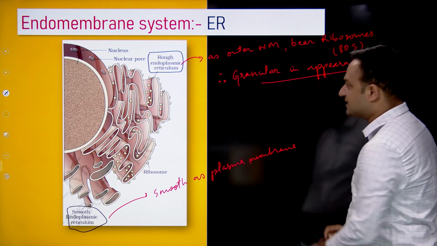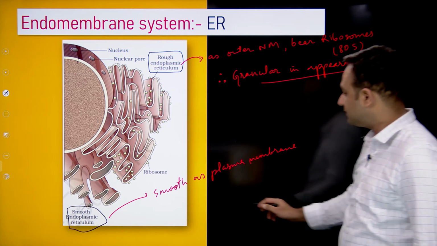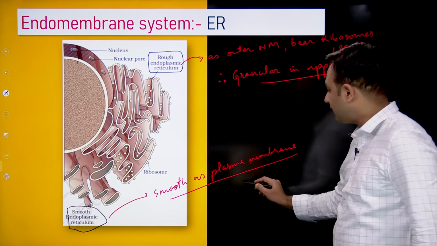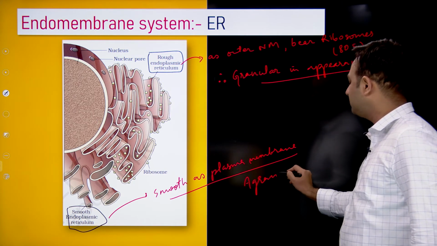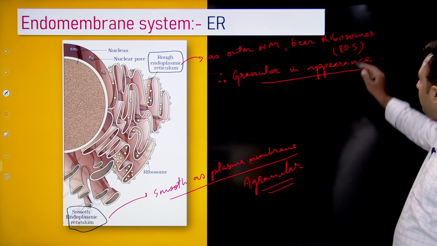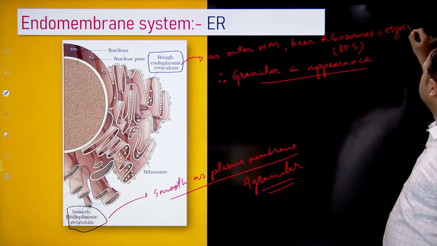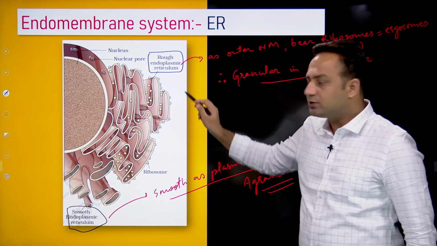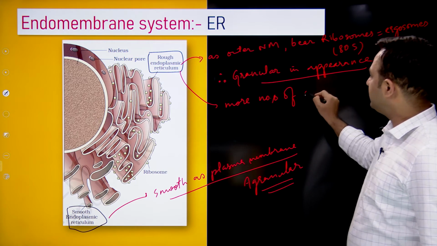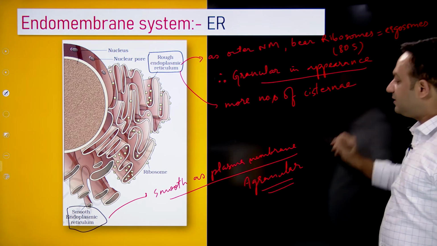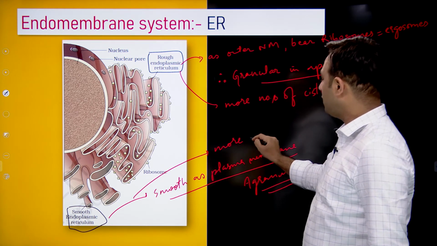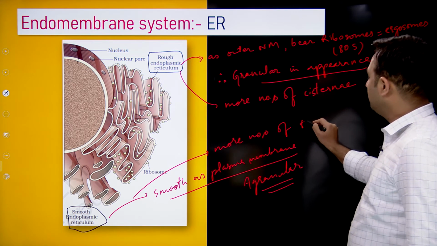And about the smooth, as smooth as the plasma membrane, they are not granular. I can call them agranular. Comparison. Okay, comparison. Remember, ribosomes are also named ergosomes. Those which bear the ribosomes have more numbers of cisternae in them. Those which are smooth in appearance, the SER, have more numbers of tubules in them.